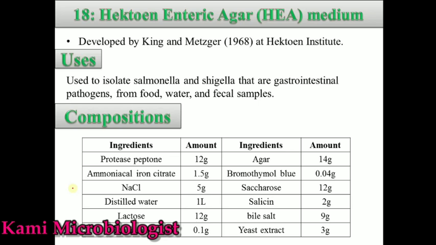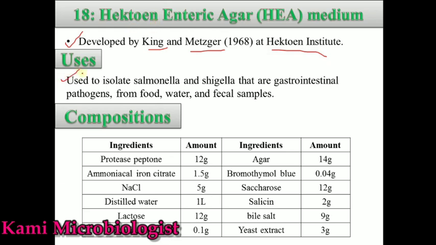We can also say that it is a differential medium as well, because on this media we can grow only gram-negative enteric bacteria, gram-negative rod-shaped bacteria. This media was first proposed by scientists named King and Metzger at the Hektoen Institute. That's why the name is Hektoen enteric medium.